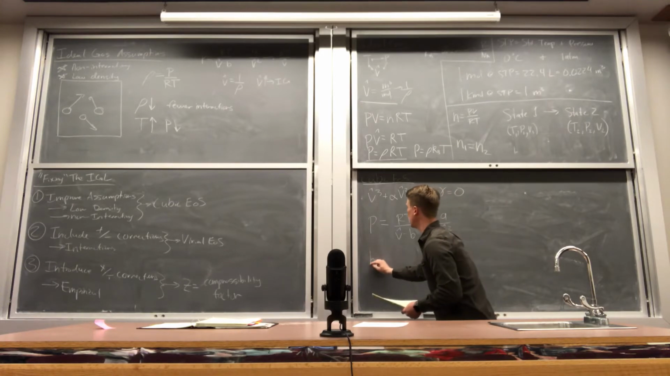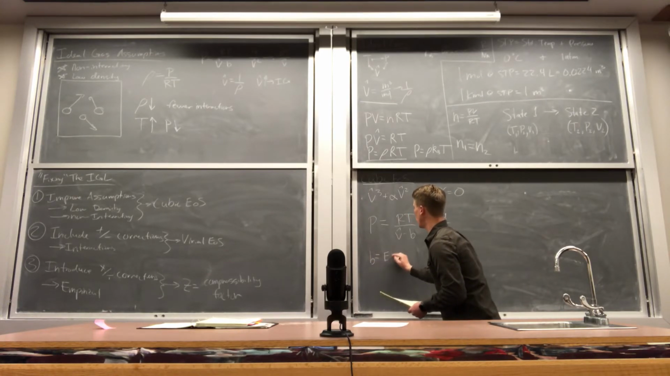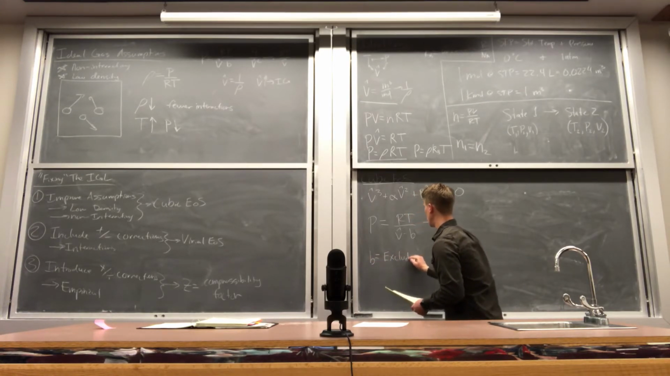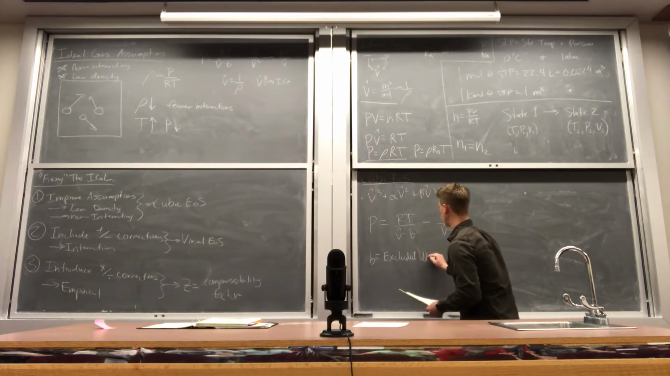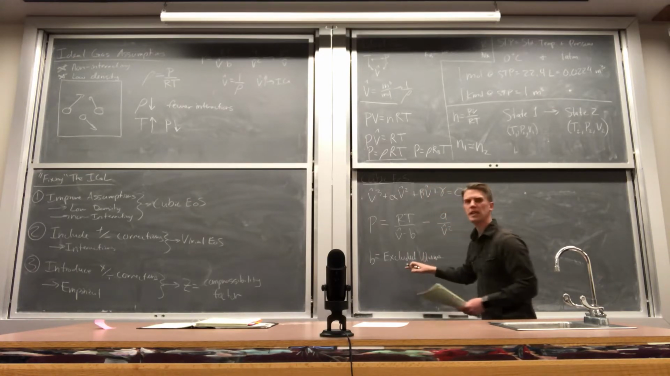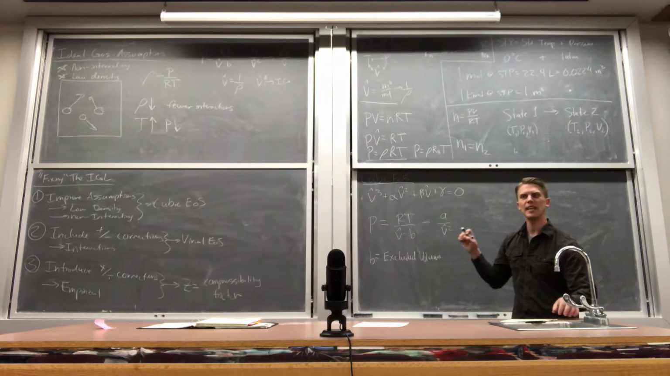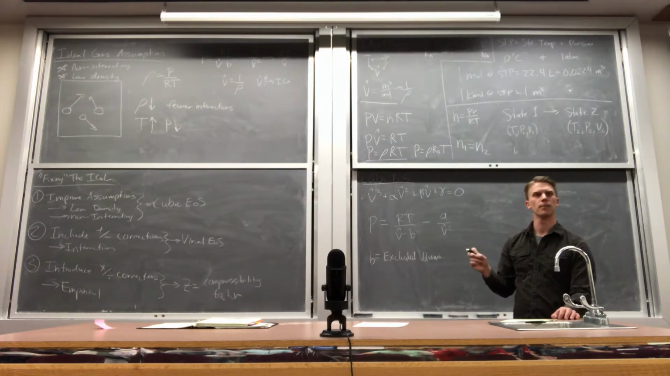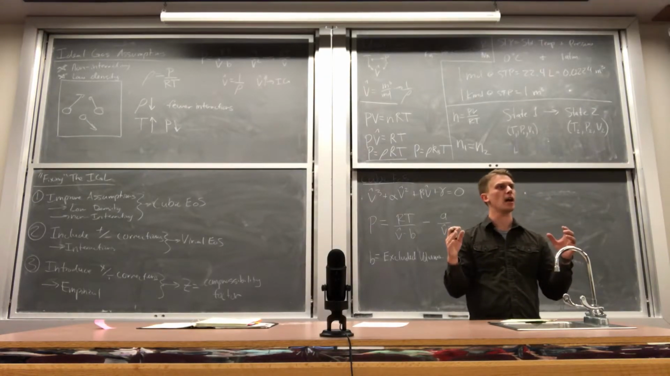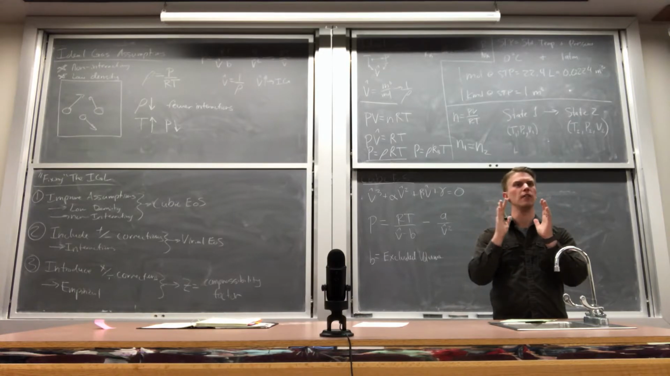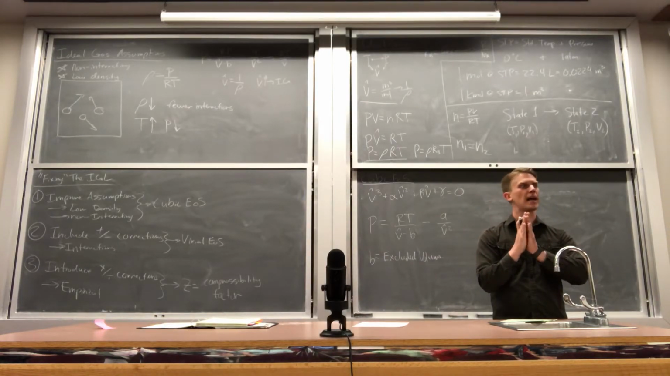So B is equal to the excluded volume. This is the volume that is physically occupied by the gas. According to the ideal gas law, you can compress your fluid infinitely small, right? Because your gas molecules don't exist. You don't consider the volume of the molecules themselves.